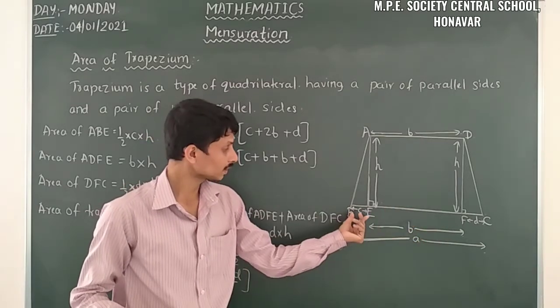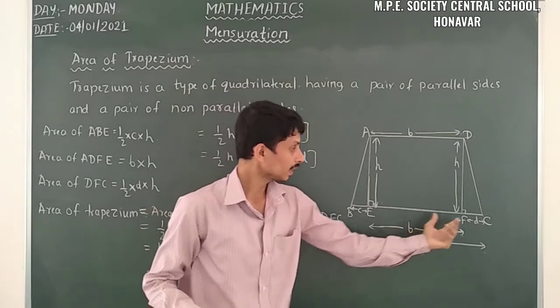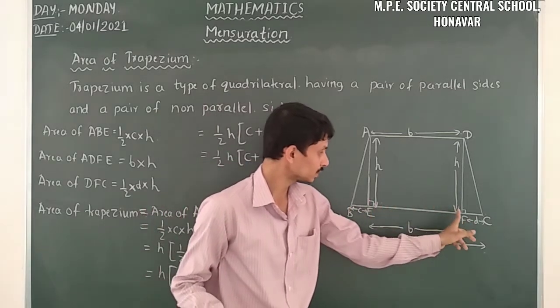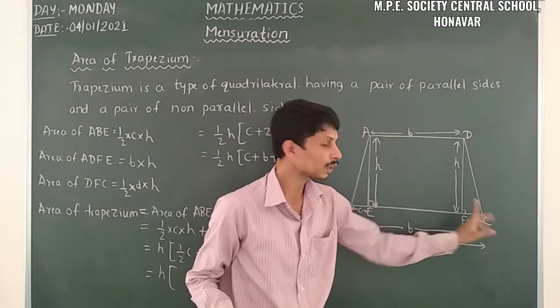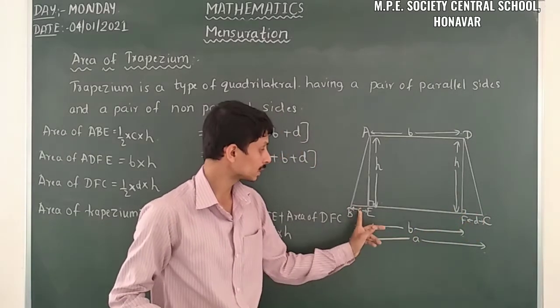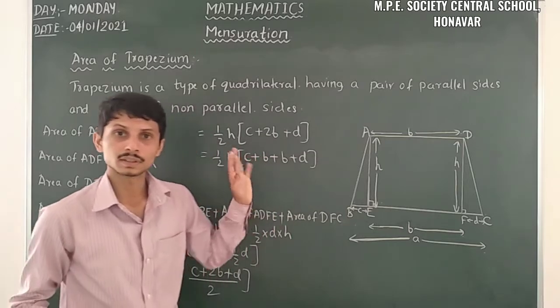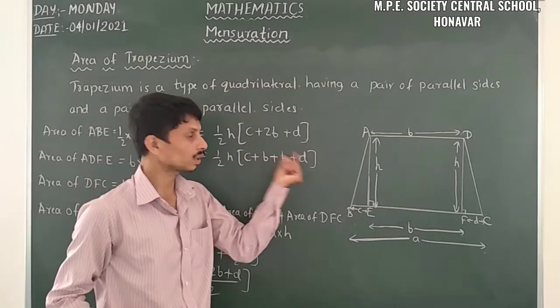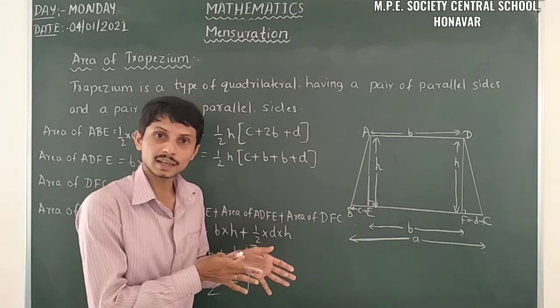Just observe how many parts here: 3 parts, C, B and D. From this point to this point is C, from this point to this point is B, and from this point to this point is D. So that's why this complete side A is equal to C plus B plus D. That's obvious. So that's why here 1C, 1B and 1D.